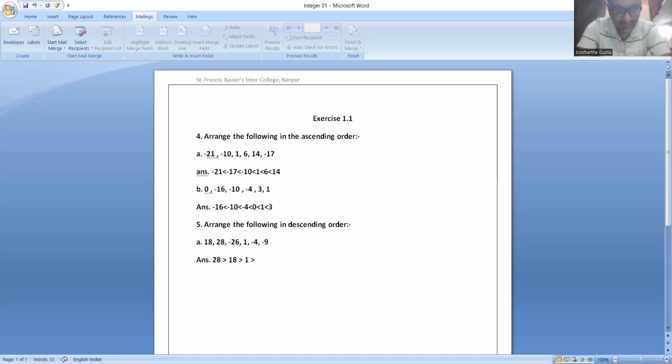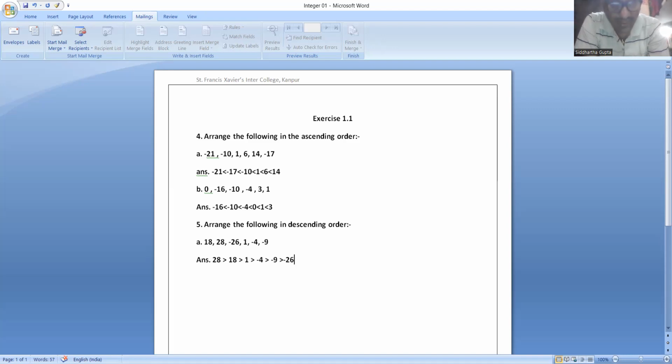After that the negative numbers start. We have minus 26, minus 4 and minus 9. So minus 4 is placed first, after that we place minus 9, and after that we place minus 26. This is the order. I hope you don't get any problem in this. Plus 28 is the greatest number, minus 26 is the smallest number. This is the descending order.